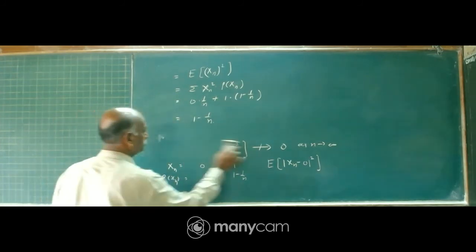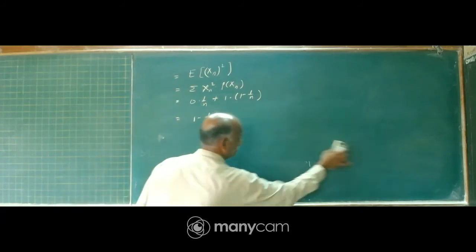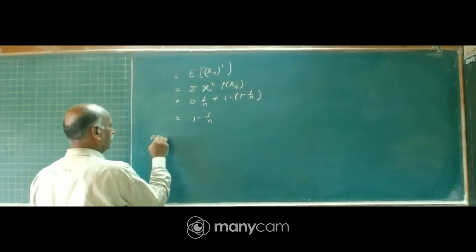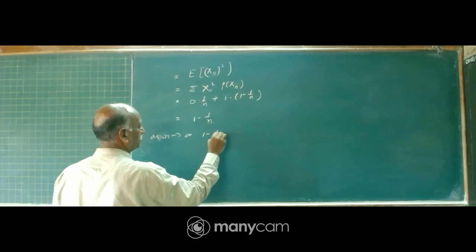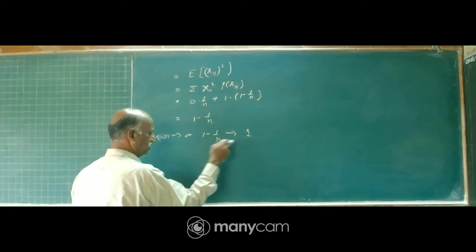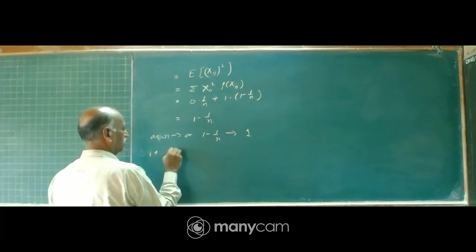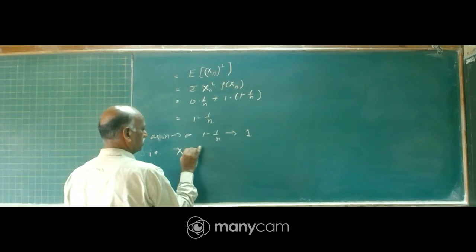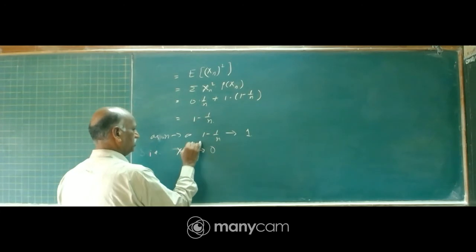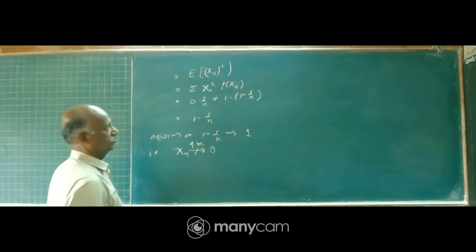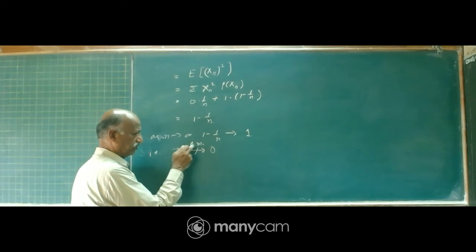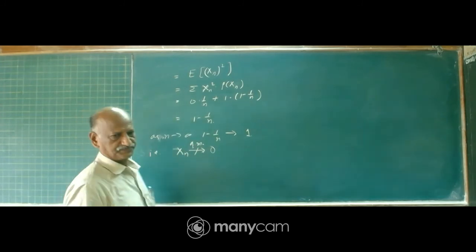This is the expected value of Xn square. Now, as n tends to infinity, 1 minus 1 by n tends to 1, because 1 by n goes to 0 and 1 remains. That means Xn does not converge to 0 in quadratic mean for this particular probability distribution.